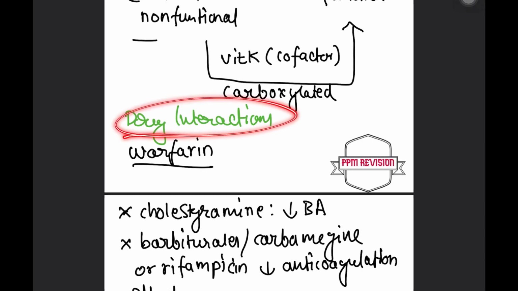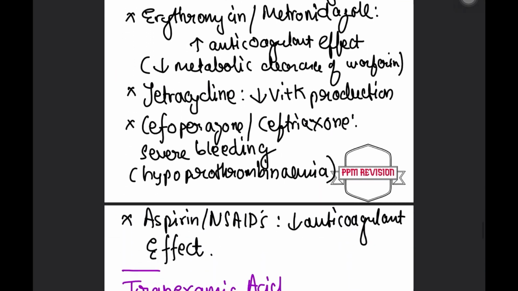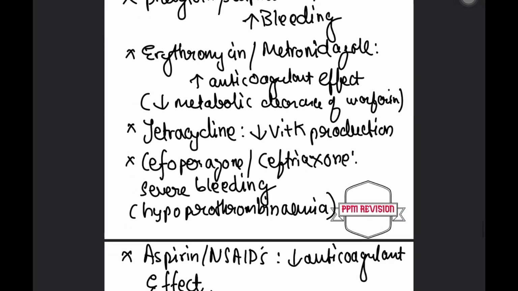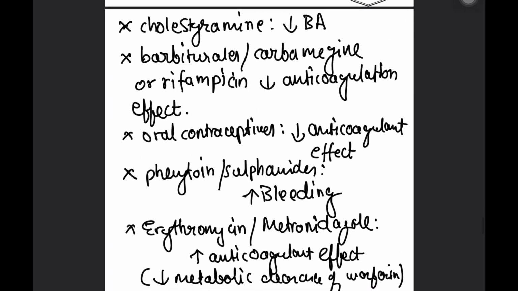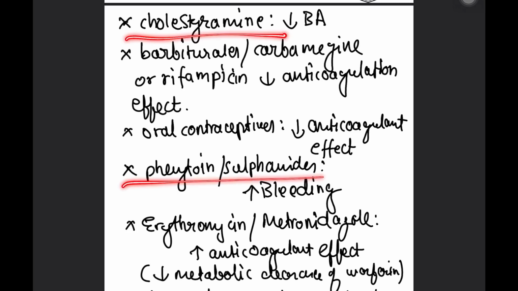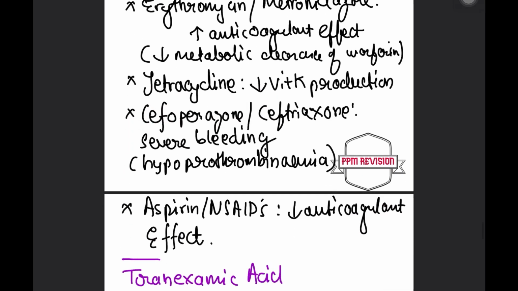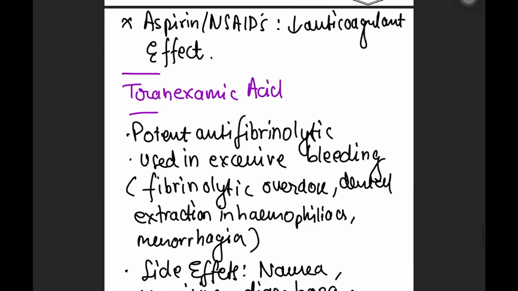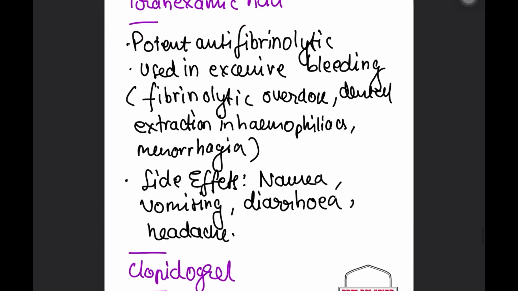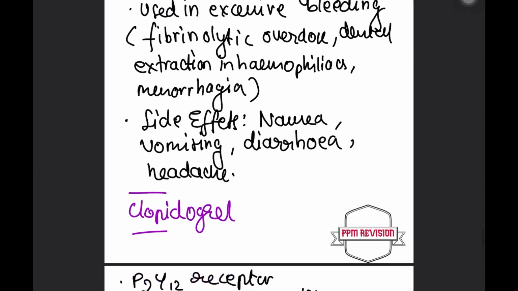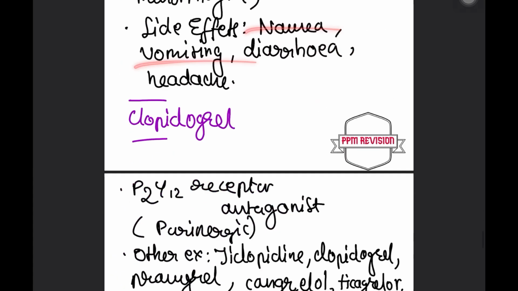Then drug interactions of warfarin, there are a lot of drugs. So just rewind this, or you can just read this over and over again. That is cholestyramine, phenytoin, sulfonamides, tetracycline, aspirin, NSAIDs, just to name a few. Then moving ahead with tranexamic acid. It is a potent antifibrinolytic used in case of excessive bleeding. Side effects: vomiting and nausea.